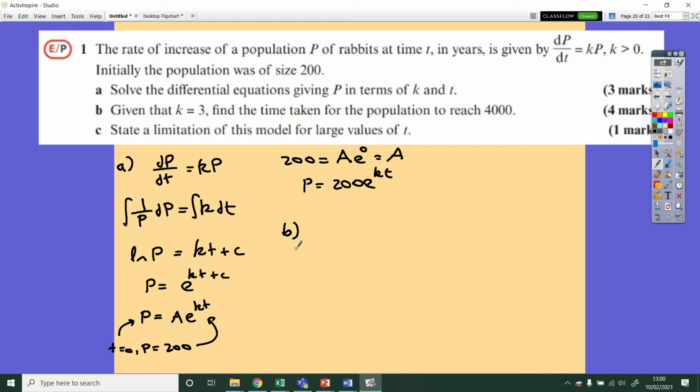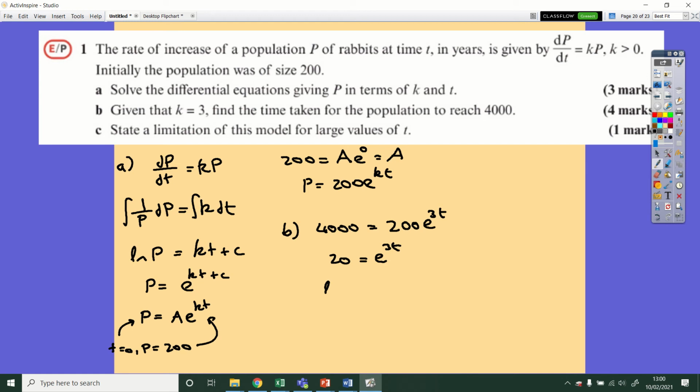Part B, we're moving on with this now. So given that k equals 3, we can find the time taken to reach 4,000. So if my population is meant to be 4,000, then I can replace k with 3. This is 200 e to the 3t. So now I need to solve that for t, which is time. So I'm going to divide by 200. That's going to give me 20. That's e to the 3t.